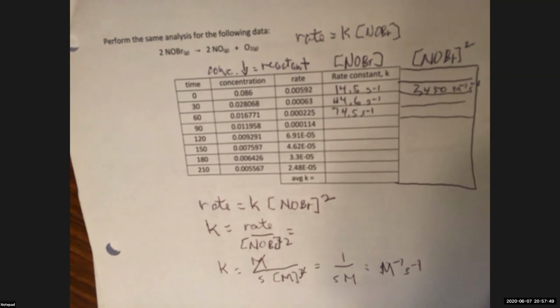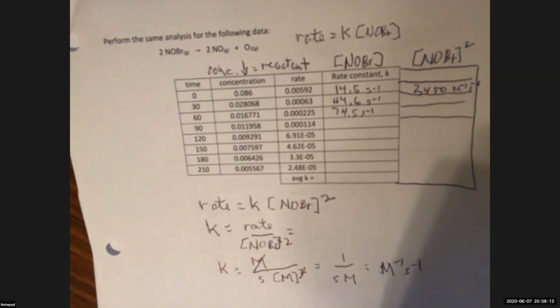0.028068 divided by 0.00063 squared equals, that didn't come out right either. It came out 70,718. I think something's wrong. Let me try this again.